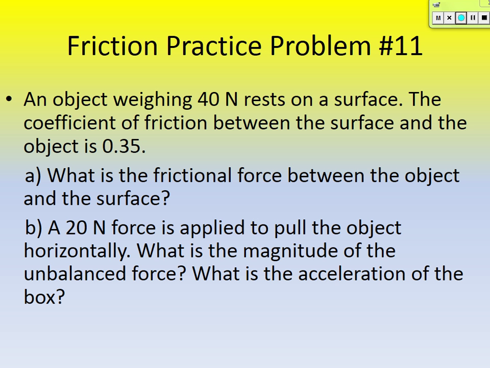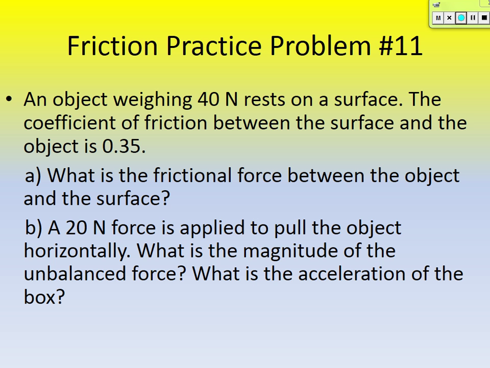Okay. An object weighing 40 newtons rests on a surface. The coefficient of friction between the surface and the object is 0.35. A. What is the frictional force between the object and the surface?